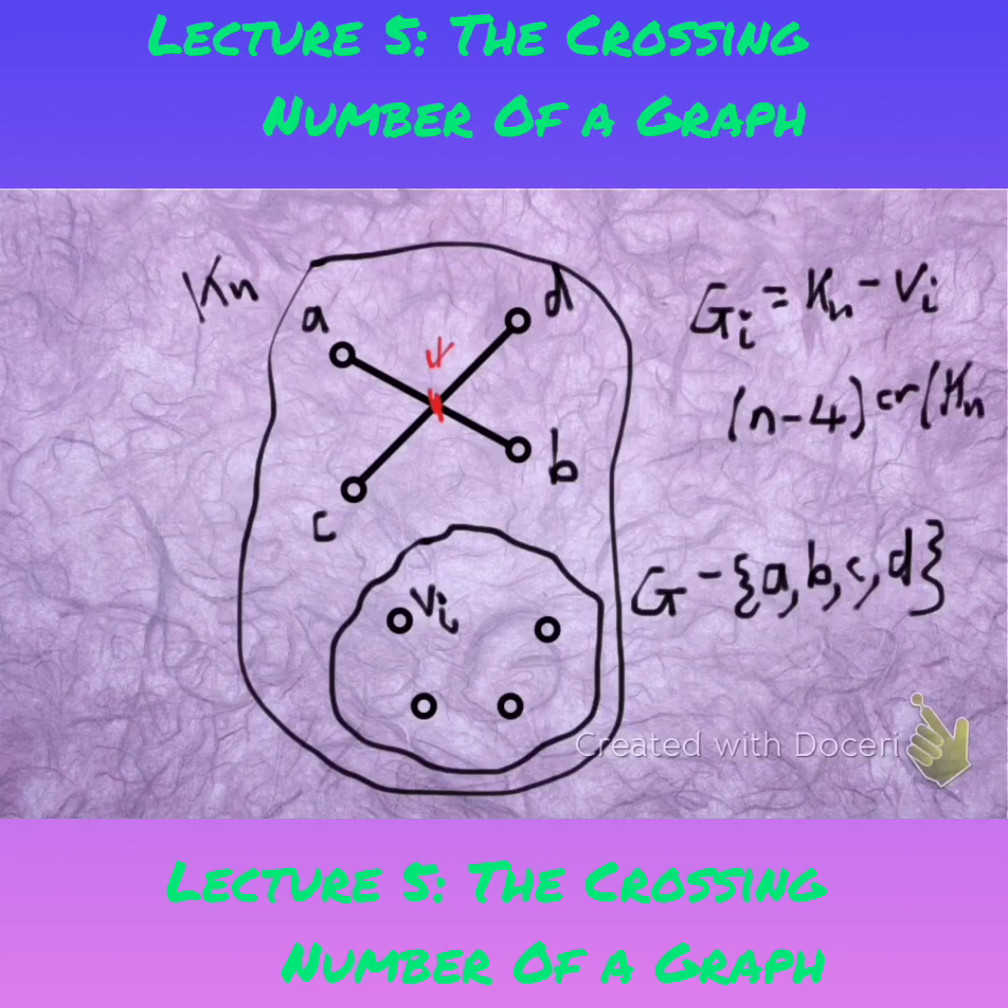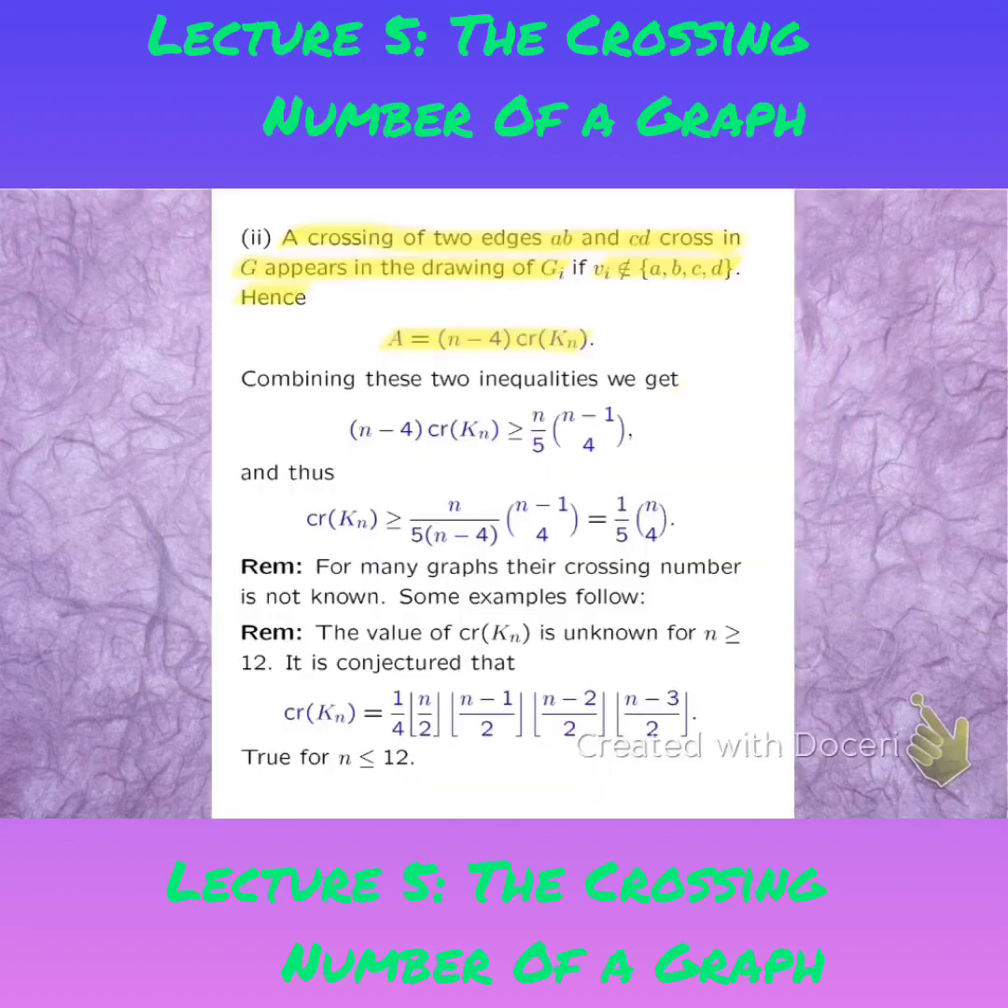CR of Kn, okay? So that is going to count the total number of crossings over all the GIs. Right, so going back then, combining the two inequalities, we get this inequality, and then you can solve for the crossing number, and that basically reduces to the desired result.